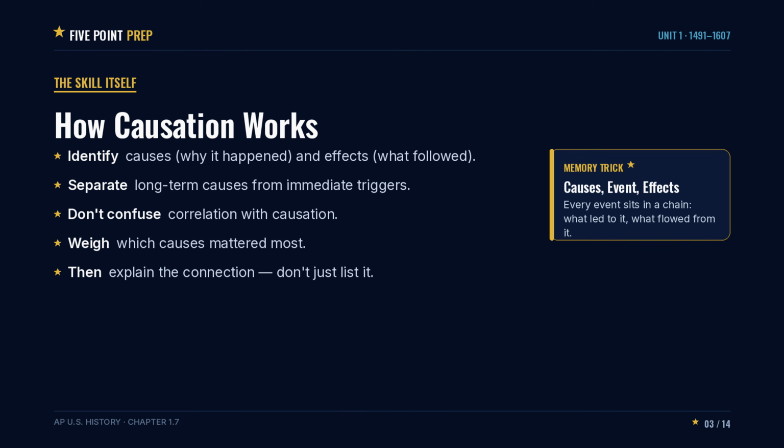Let's define the skill itself. Good causation reasoning does four things. First, it identifies causes, why something happened, and effects, what followed from it. Second, it separates long-term causes from immediate triggers. Remember how 1453 was a trigger, while motives and technology were deeper causes. Third, it doesn't confuse correlation with causation. Two things happening together doesn't mean one caused the other. And fourth, it weighs which causes mattered most. The golden rule: explain the connection, don't just list events. Every event sits in a chain. What led to it and what flowed from it.